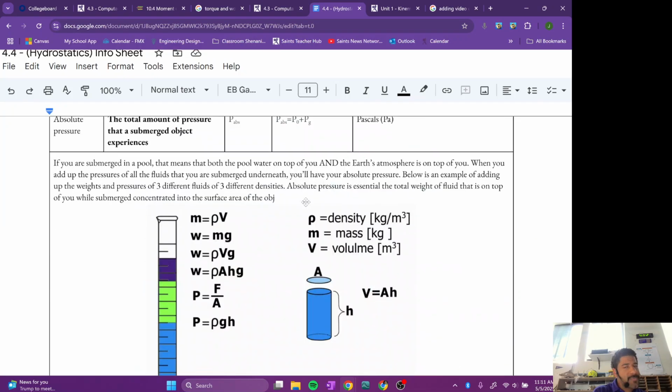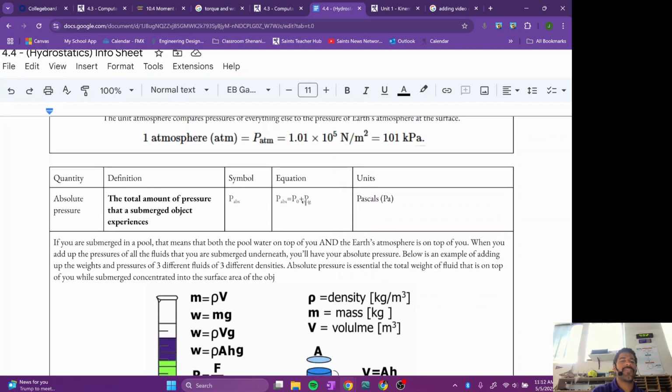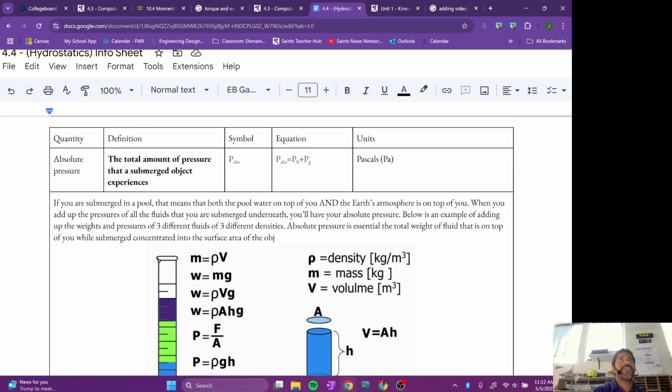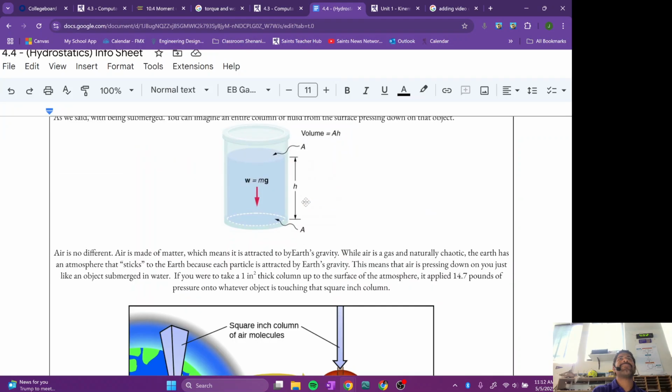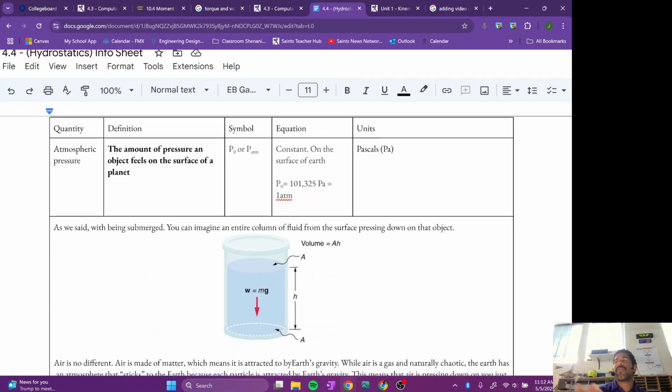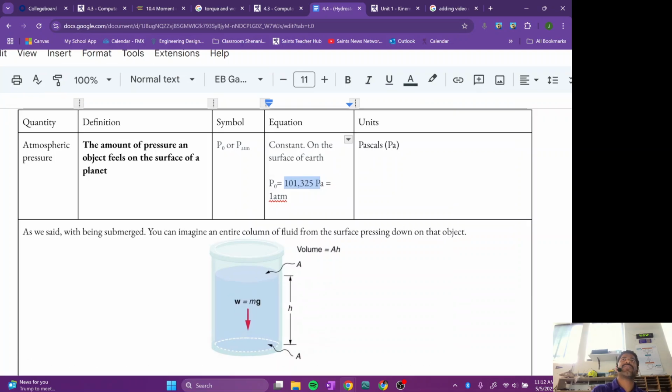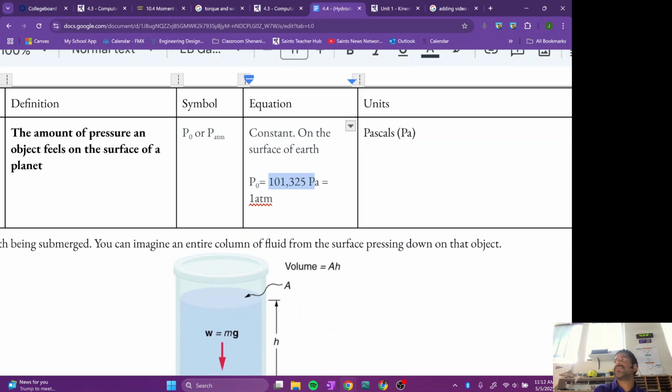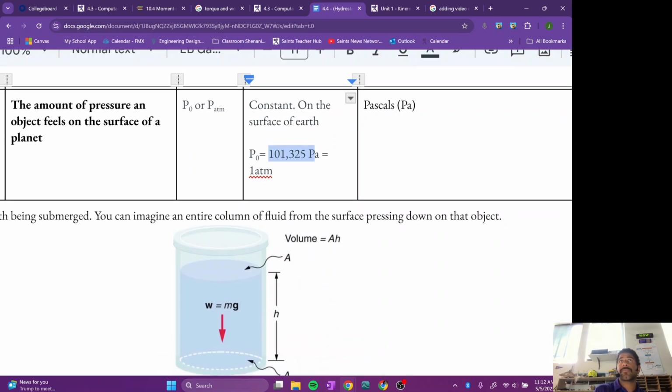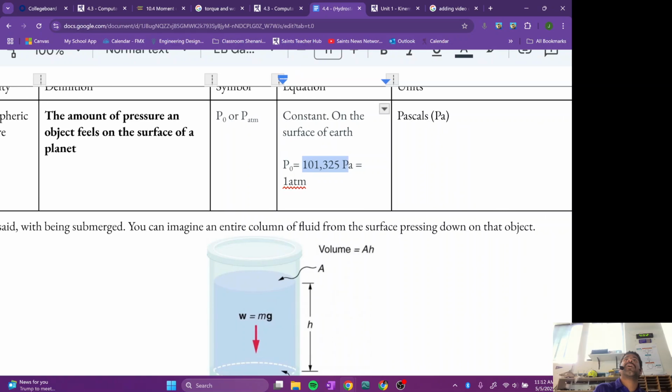So what this means is that we have a couple different types of pressure. The first one is atmospheric pressure. Atmospheric pressure is pressure that comes from the atmosphere. And pascals are newtons per square meter. So for every square meter, we have 100,000 newtons. 1 atmosphere of pressure is that same amount, what we feel on the surface of the Earth.